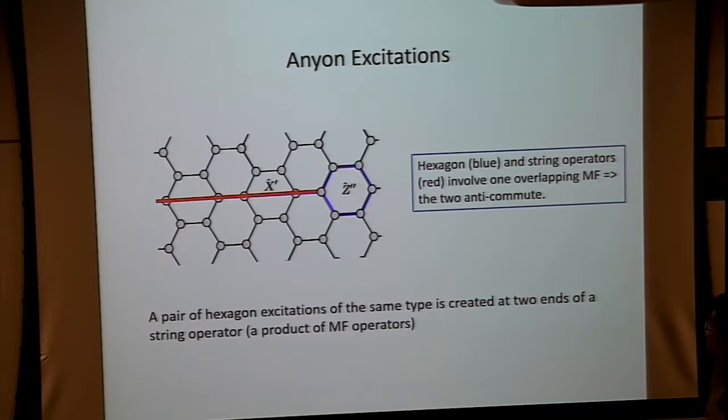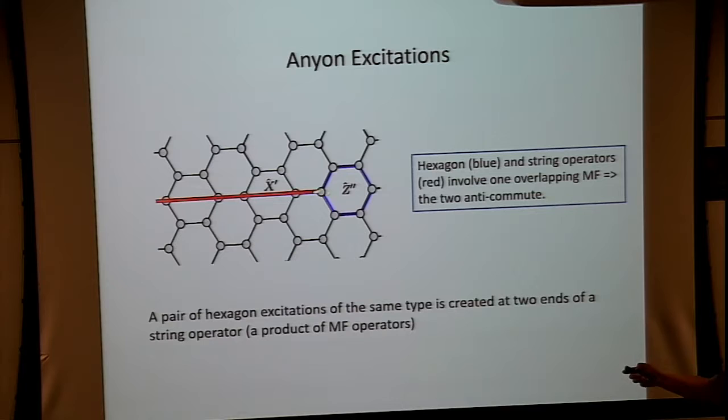As you heard from Mike Levin in the previous lecture, in order to define braiding, we need to use a string operator that drags these hexagons around other particles, or exchanges two hexagons of the same type. So for that, I need to define a string operator which actually moves these hexagons. This is defined here. Suppose I want to move this hexagon excitation in this blue color.